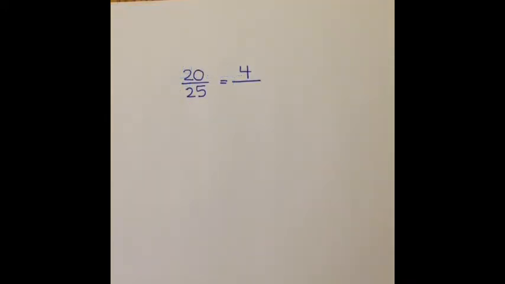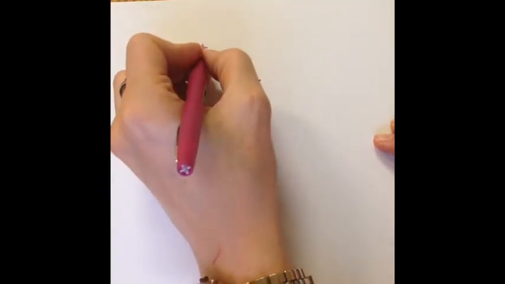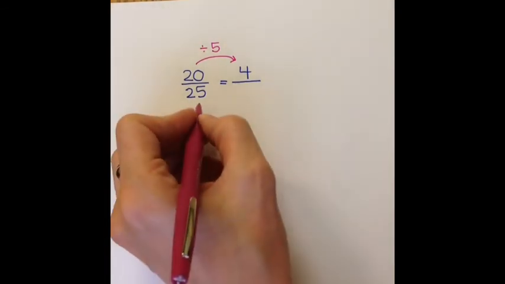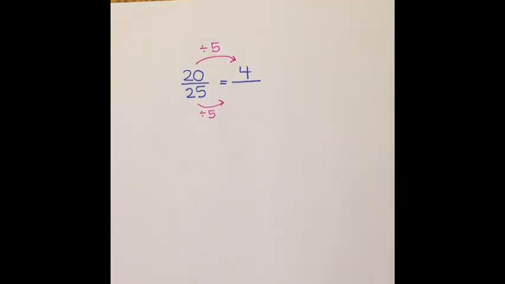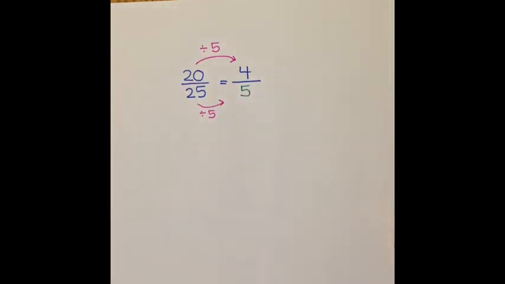In this example, we want to know 20/25 is equivalent to 4 something. So from 20 to 4, I had to divide by 5. So if I divided the numerator by 5, same thing with the denominator. 25 divided by 5 is equal to 5. So 20/25 is equivalent to 4/5.